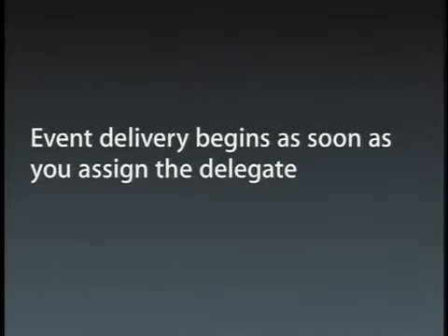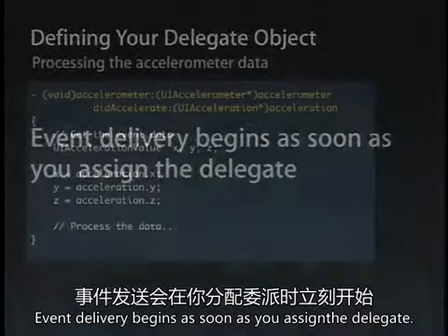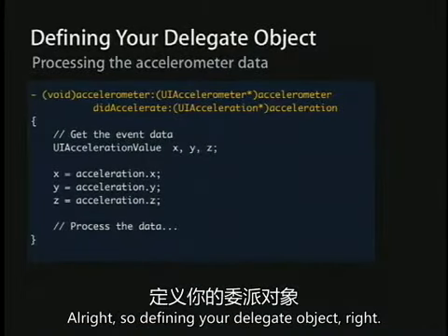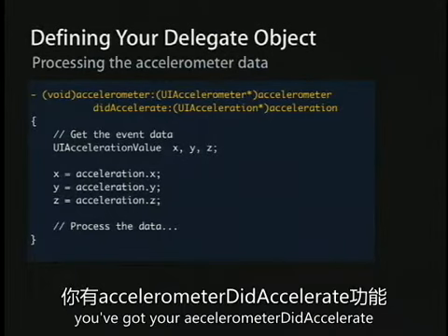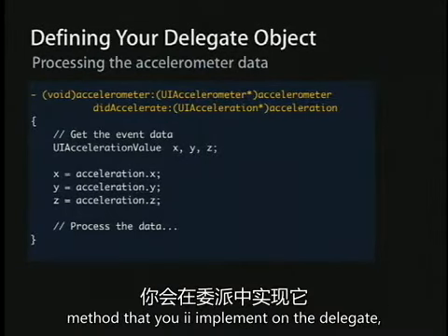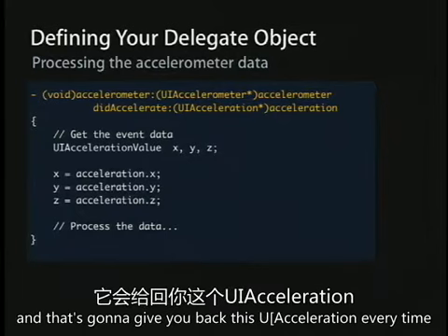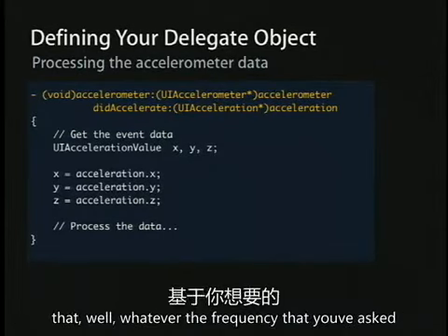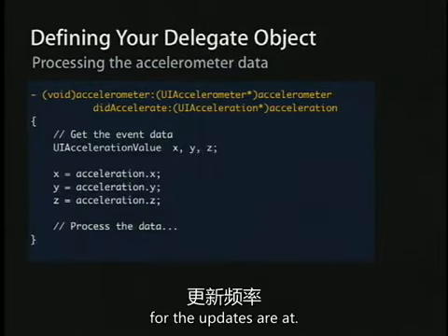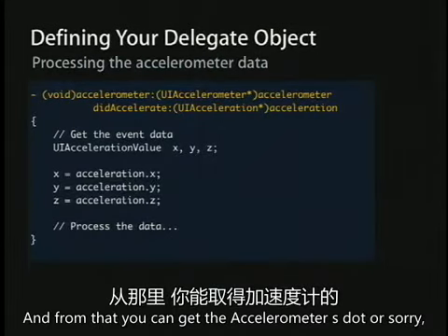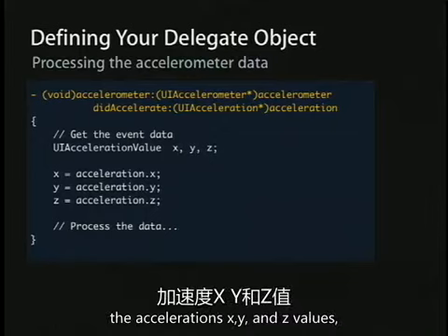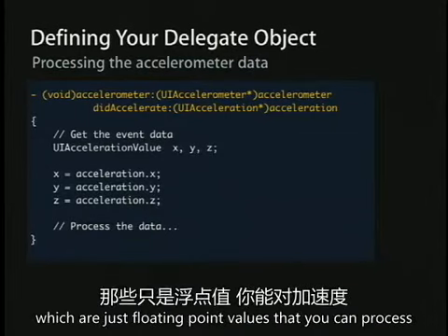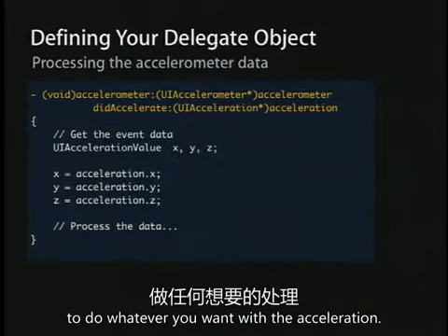All right, so event delivery begins as soon as you assign the delegate. All right, so defining your delegate object, right? You've got your accelerometer:didAccelerate: method that you'll implement on the delegate. And that's going to give you back this UIAcceleration every time, whatever the frequency that you've asked for the updates are at. And from that, you can get the acceleration's X, Y, and Z values, which are just floating point values that you can process to do whatever you want with the acceleration.